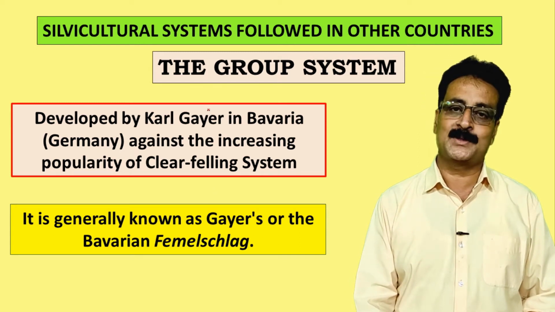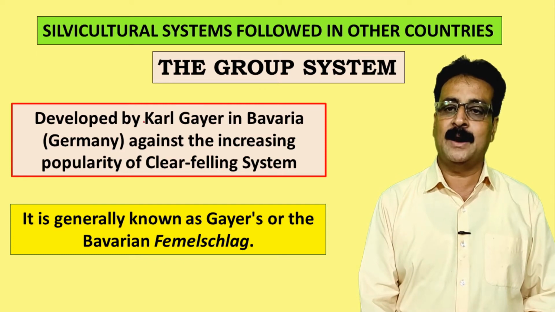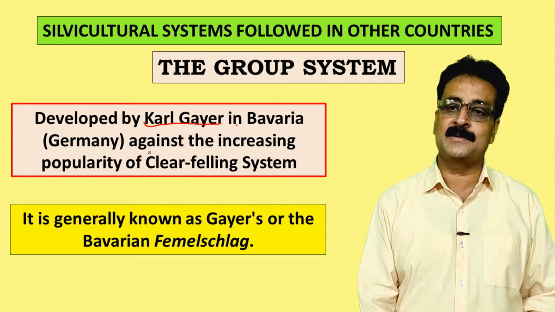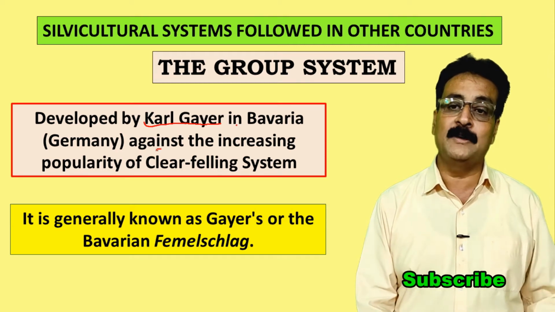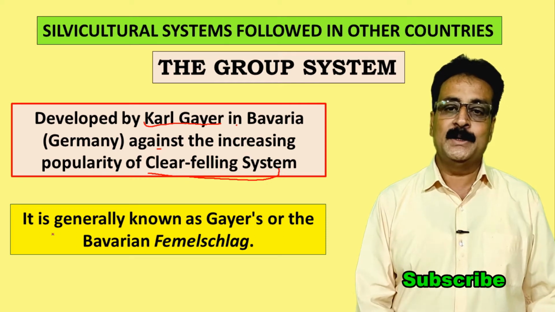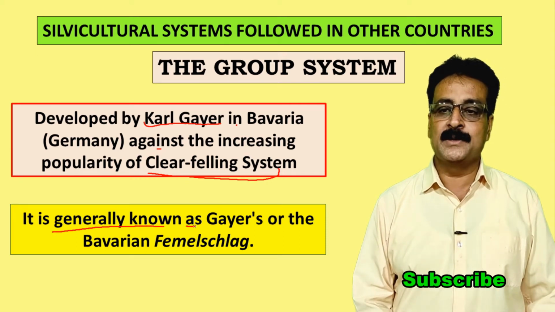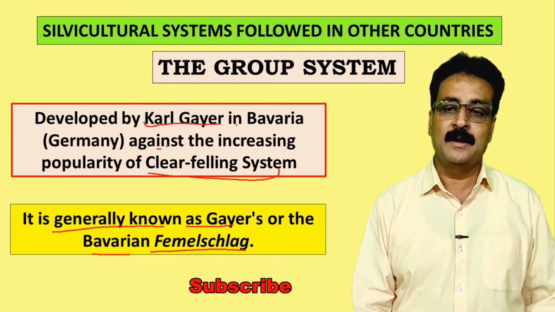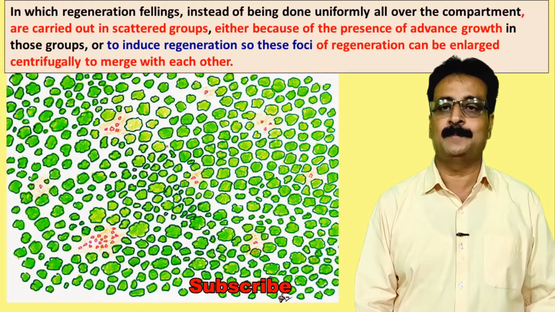Now, what is the group system? This was developed by Karl Gayer in Bavaria in Germany against the increasing popularity of the clear felling system in Germany. So it is generally known as Gayer's or the Bavarian Femelschlag. This system is also known as Bavarian Femelschlag, the group system.